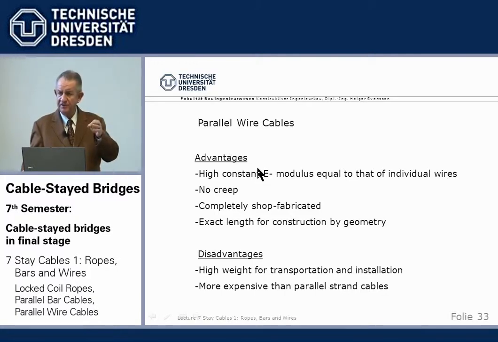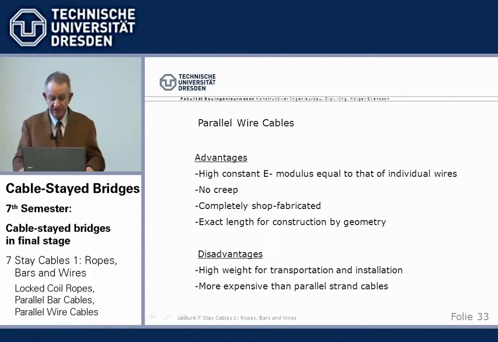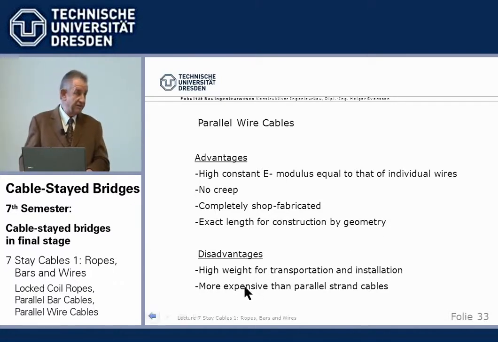The modulus of elasticity of the cable is identical to the modulus of elasticity of the wires. There's no coiling or anything, it's just straight wires. Of course, they don't creep like ropes. They are also completely shop fabricated and have the exact length. Disadvantages are shop fabricated, high weight, if we have to transport the full cables, and I'm sorry to say, more expensive today than parallel strand cables.